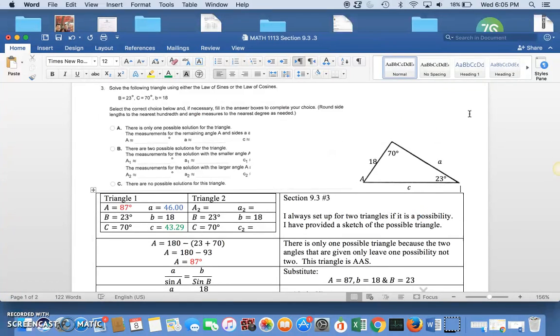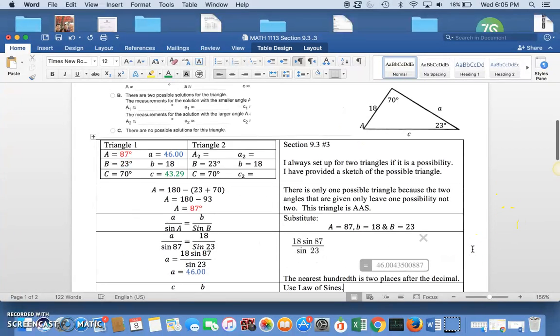And you can go up here and see that I have put them in color, the 3 that I found. But there was only one triangle, so I don't have to find the second triangle.